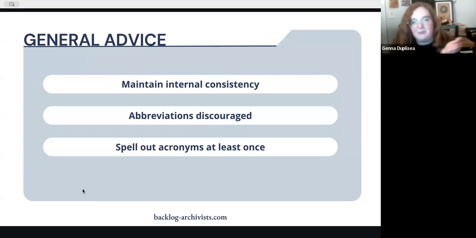DACS, despite us always calling it by its abbreviation, the content standard discourages using abbreviations or acronyms unless you spell them out at least once. So maybe within your institution, you have acronyms and abbreviations that are really common and everyone recognizes them, but you have to be speaking to an audience that is larger than your institution. So putting all possible users first is a priority of DACS.